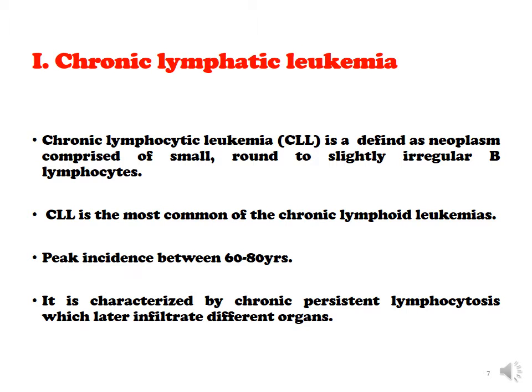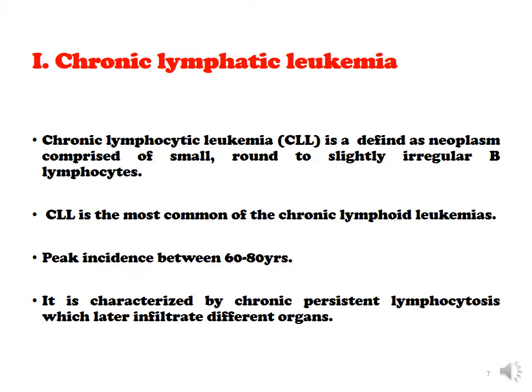We are going to start with chronic lymphocytic leukemia. What's chronic lymphocytic leukemia? Chronic lymphocytic leukemia is defined as a neoplasm comprised of small mature B lymphocytes, which are clonal lymphocytes. So these are already mature cells. But the problem with these cells is that they are clonal, malignant cells having the malignant criteria. They will continue to proliferate and cause leukocytosis.